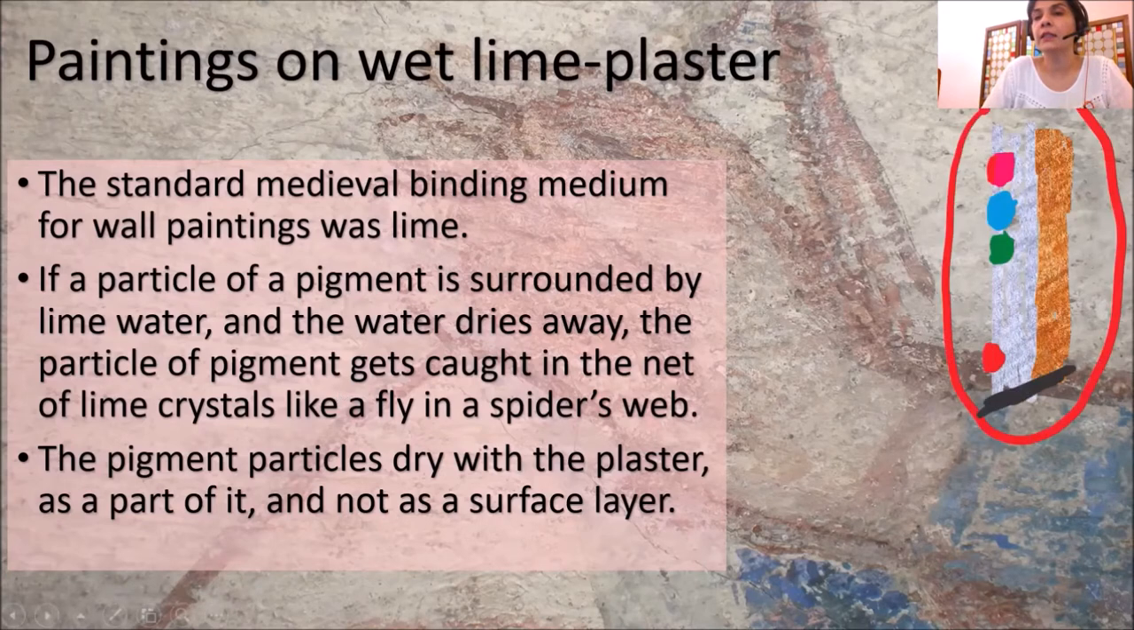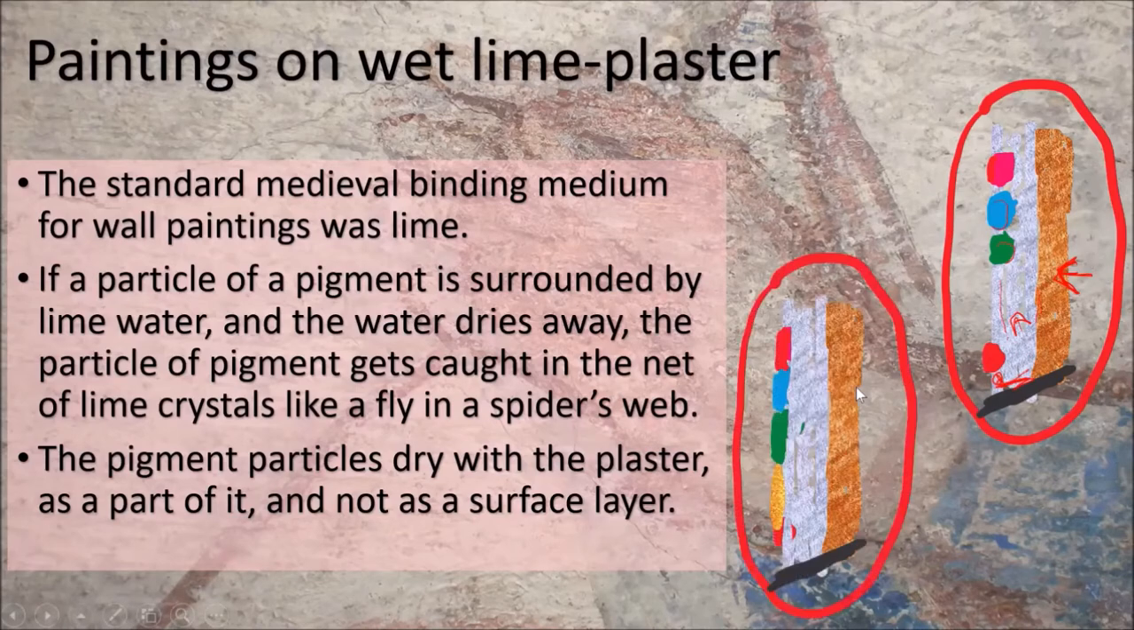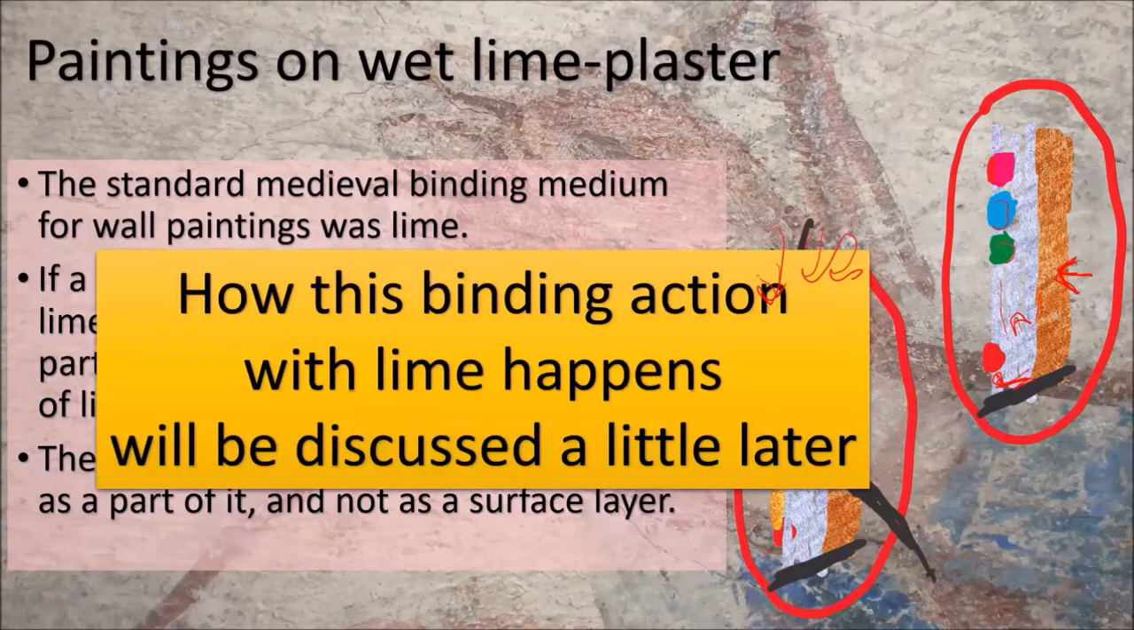I'll just explain this in the diagram. If you can see this diagram on the right, which has just appeared, this brownish thing is the Arriccio and this is the Intonaco, and the pigments are embedded in this Intonaco and the upper layer of lime, and they are not on the surface. So the paint layer is not a separate layer as in the earlier two. The pigments are part of the Intonaco, the lime plaster. And how this binding action with lime happens will be discussed a little later in the chemistry part.